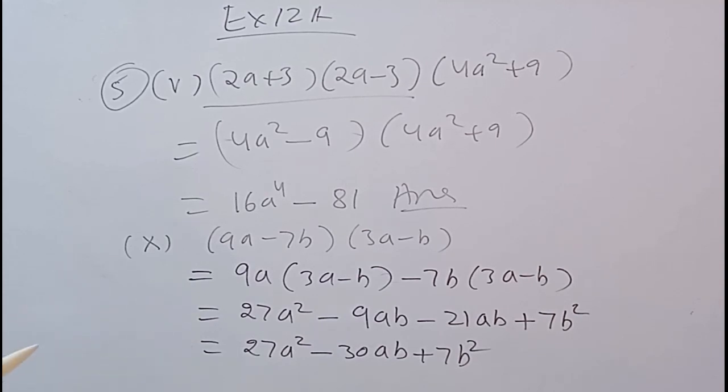So now minus 9ab and minus 21ab will add together with the same sign, negative 30ab, minus 30ab, and the 27a square before that, and the last term is 7b square. So 27a square minus 30ab plus 7b square is the product of 9a minus 7b and 3a minus b. So in that manner you will do sum number 5, 5th and 10th part.